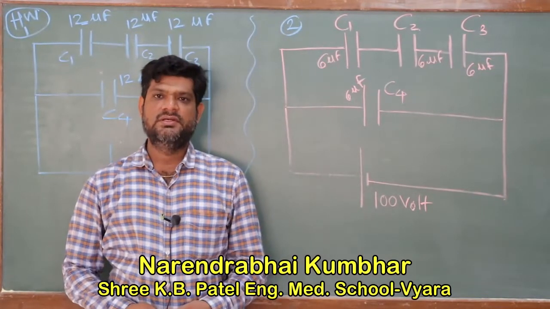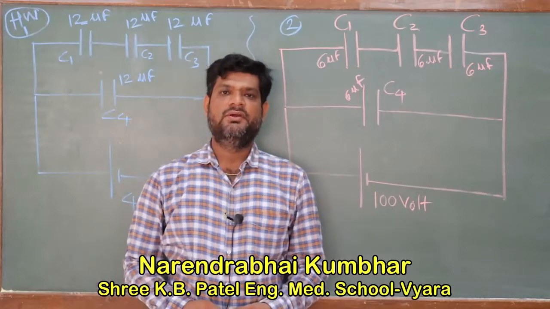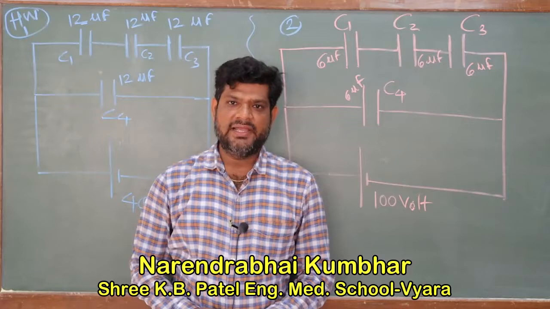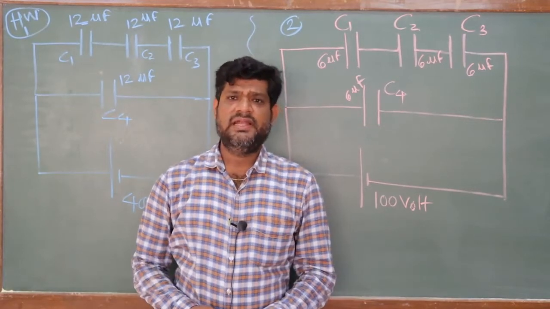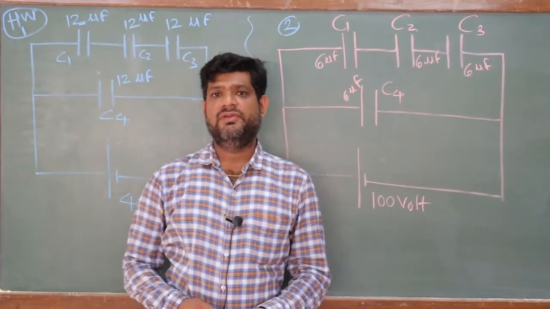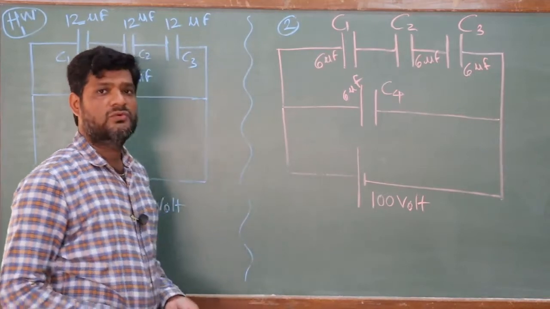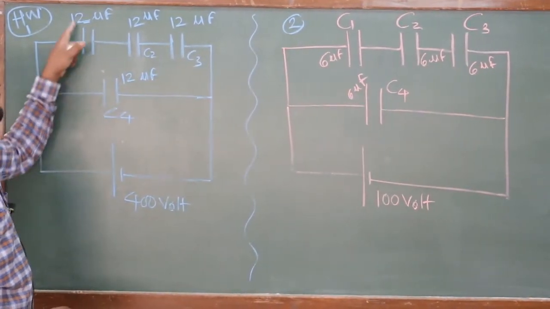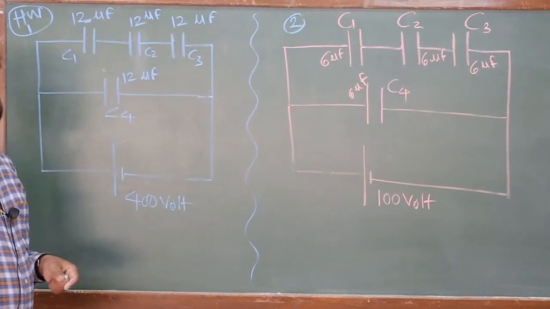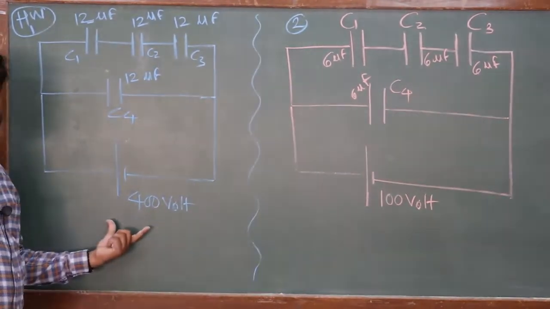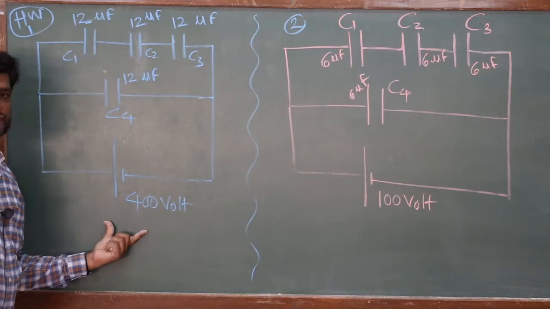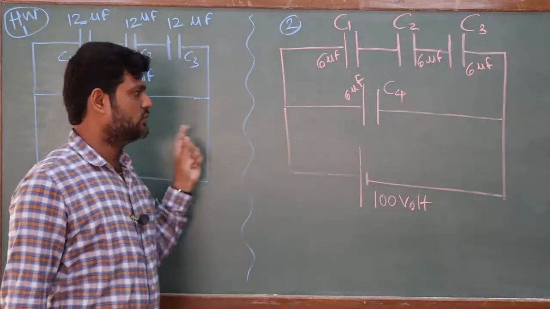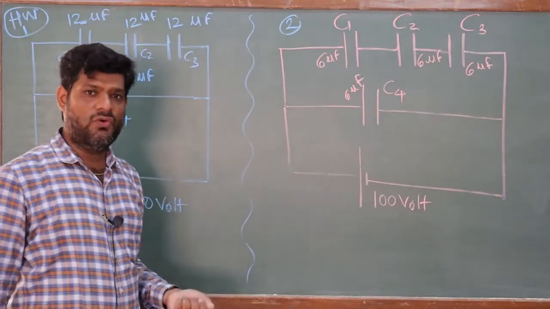Dear students, in the last video we studied example number 2.9. On the basis of that example, we have two questions: C1, C2, C3 and C4 having 12 microfarad capacitance, and the battery applied is 400. So this is homework 1 and homework 2. You try these two examples on your own.